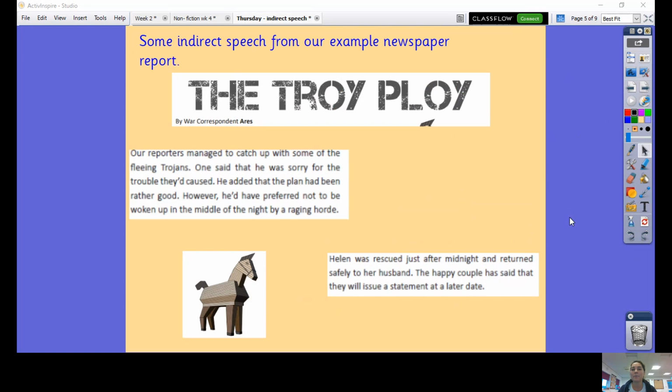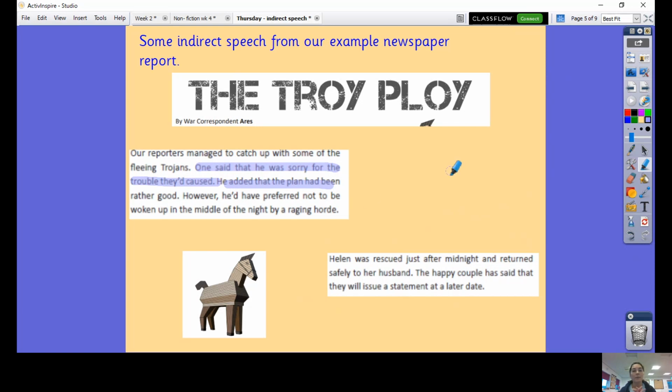So here are some examples of indirect speech from our newspaper report of the Troy ploy. There were two longish bits on that. Our reporters managed to catch up with some of the fleeing Trojans. One said that he was sorry for the trouble they'd caused. He added that the plan had been rather good. However, he'd preferred not to be woken up in the middle of the night by a raging horde. Okay, so all of that section is reported speech.